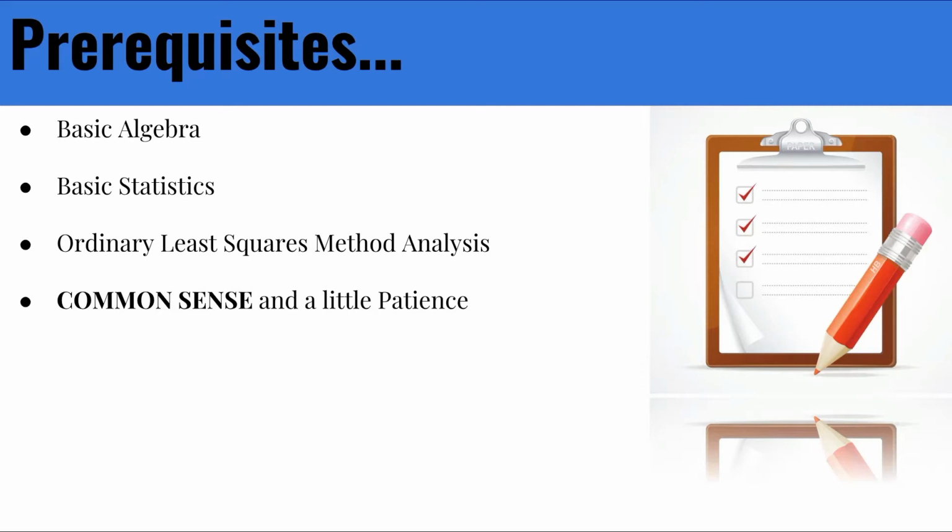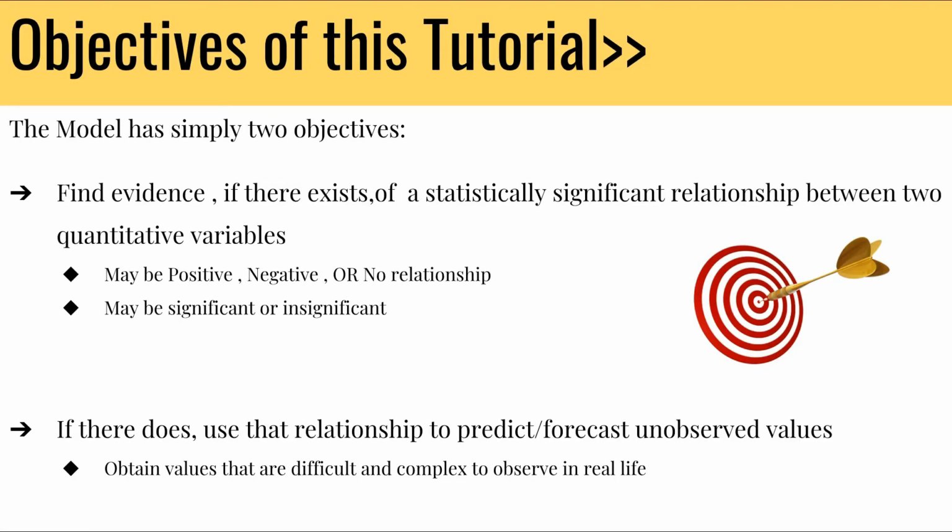Anyway, back on track. We have two simply defined objectives of this tutorial. The first objective that we have is to find evidence if there exists of a statistically significant relationship between two quantitative variables. Oh, that's a big sentence. Let's understand it well. We need to find an evidence.